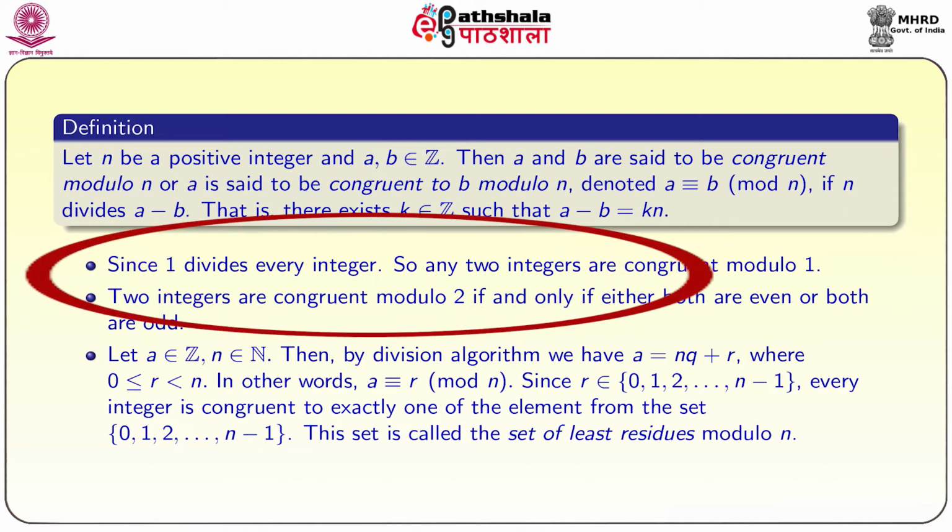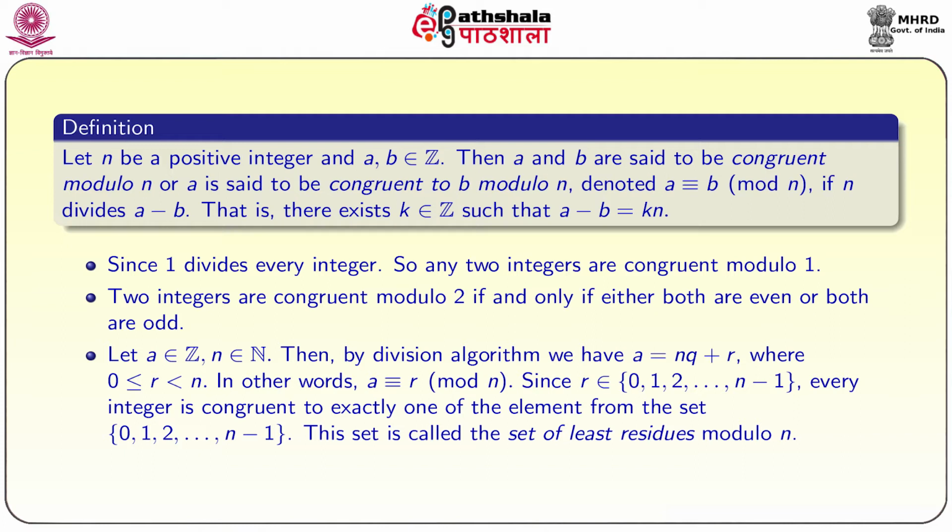Since 1 divides every integer, any two integers are congruent modulo 1. It is because if you look at the definition, a is congruent to b mod n if n divides a minus b. If you take any two integers, their difference is again an integer, so it is divisible by 1. So any two integers are congruent modulo 1.